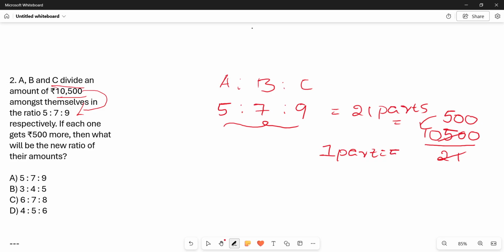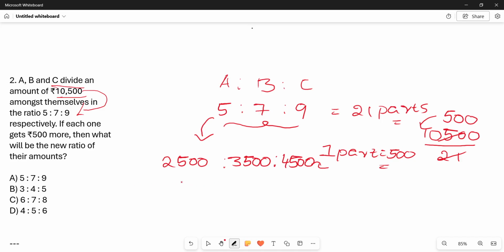One part value is 500. Very good. So tell me the total amount. One part is 500, then five parts will become 2,500. 5 into 5, 2,500. Okay. One part is 500 and seven parts will become 3,500. If one part is 500, then nine parts will become 5 nines are 45, that is 4,500. Yeah, this is the real amount.